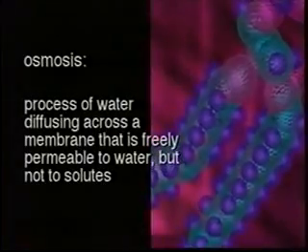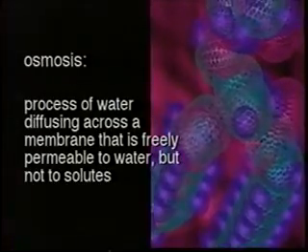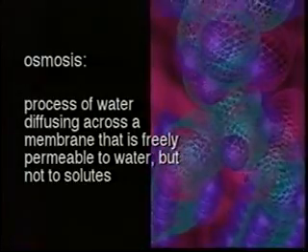Welcome back. Now that we've looked at diffusion of solutes, let's take the time to look at diffusion of water across a membrane, a process called osmosis. Like other molecules, water molecules move from an area of high concentration to an area of lower concentration. Osmosis occurs when water diffuses across a membrane that is freely permeable to water, but not to solutes.